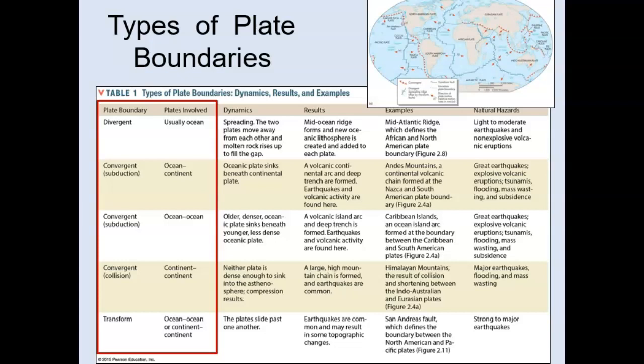Both of these convergent plate boundary types cause very large earthquakes, and they also cause explosive volcanic eruptions, like Mount St. Helens did some years back, for example. They're also related to tsunamis at times, and to subsequent mass wasting and total subsidence from those events.